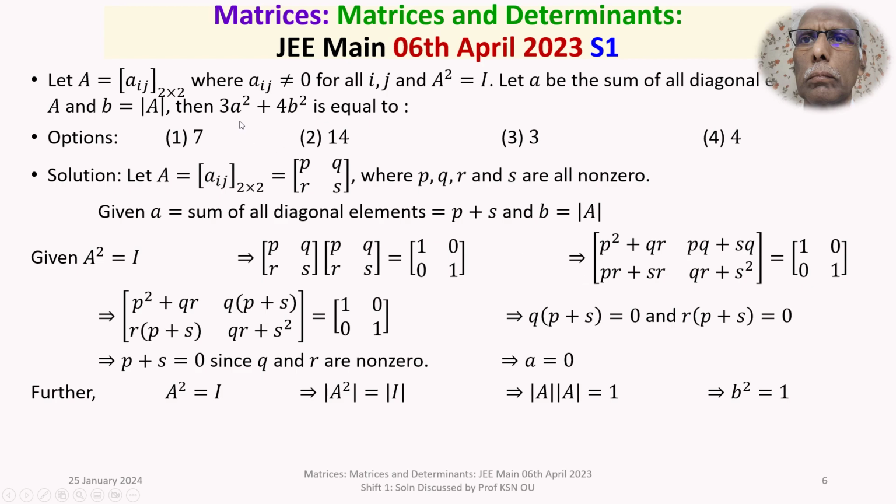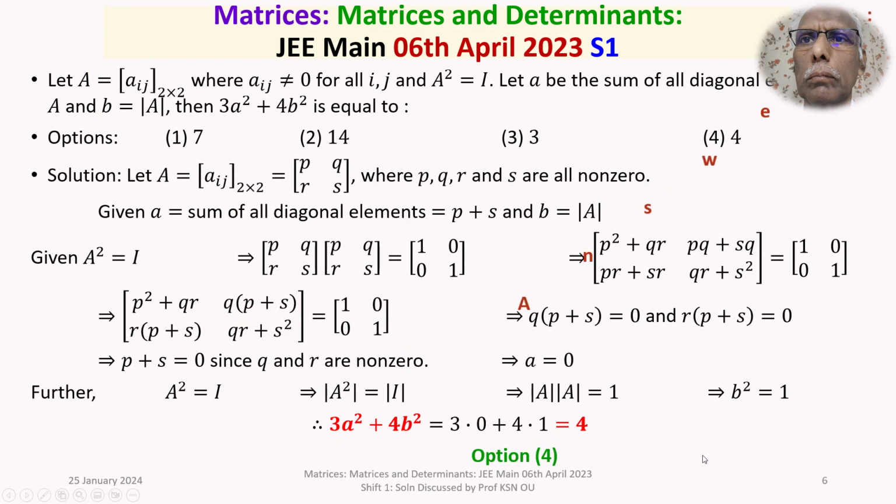We can now compute 3a square plus 4b square. Therefore, 3a square plus 4b square is equal to 3 times a square, which is 0, plus 4 times b square, which is 1. So that is 4. So 3a square plus 4b square is 4, and the answer 4 appears against option 4. So our answer to this question is option 4.